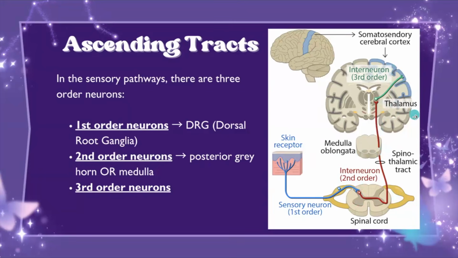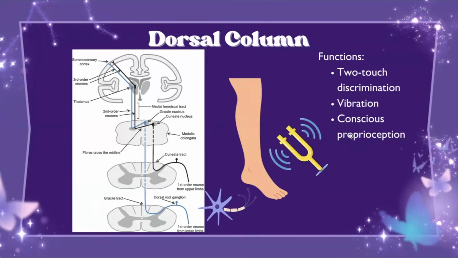Lastly, you have the third order neurons. These are the rules for the ascending tracts. Okay, so let's start with the dorsal column. We said that in all of the sensory pathways, we have the first order neurons in the dorsal root ganglion, specifically the pseudo-unipolar cell body. So let's talk about the functions of the dorsal column, just to remember them: two-point touch discrimination, vibration, and conscious proprioception sensations, okay?